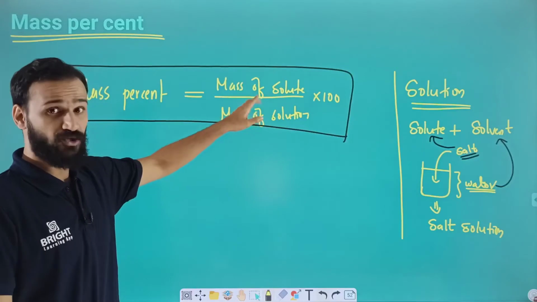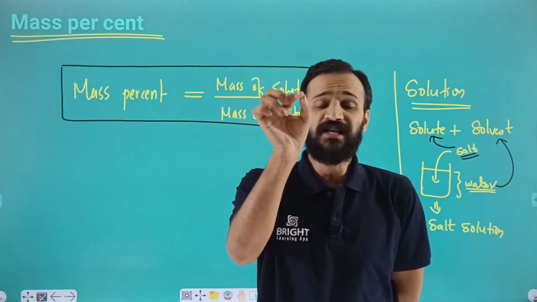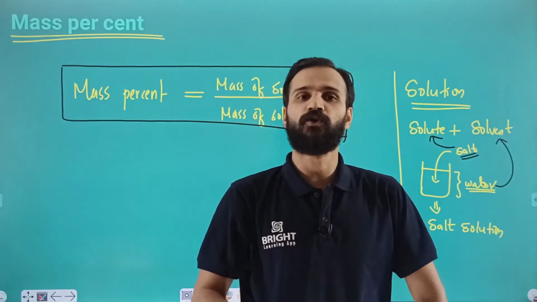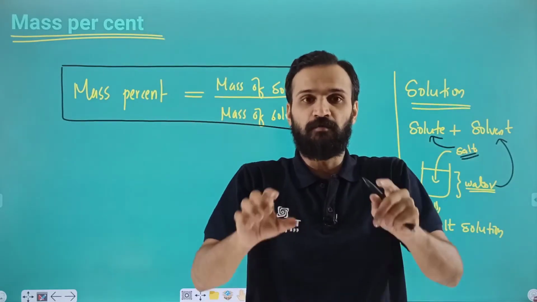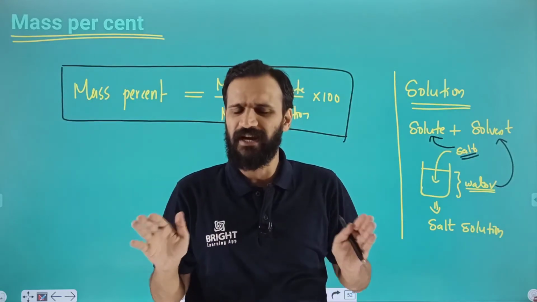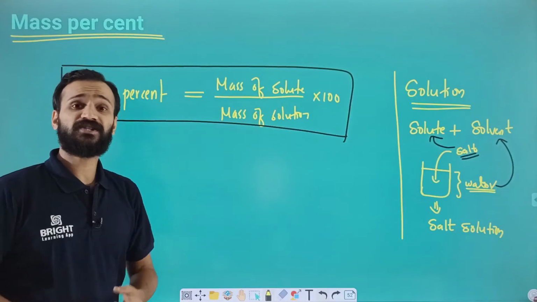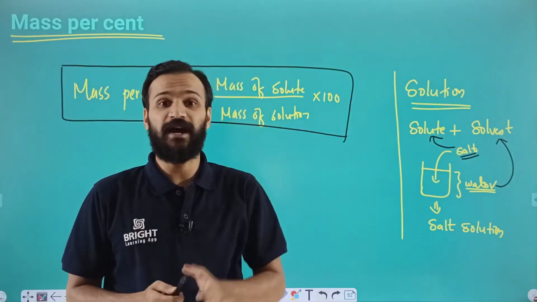So this is one more question: you must learn this equation by heart. Very simple equation. Mass percent is equal to mass of solute divided by mass of solution into 100. Is it clear? Very simple idea. Suppose let's do a simple question. Let's take 18 gram of water.